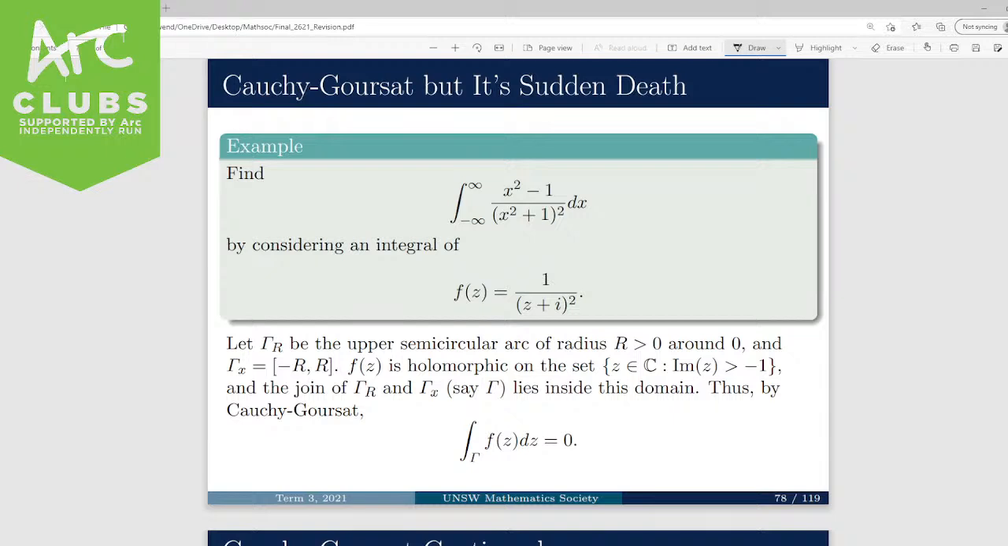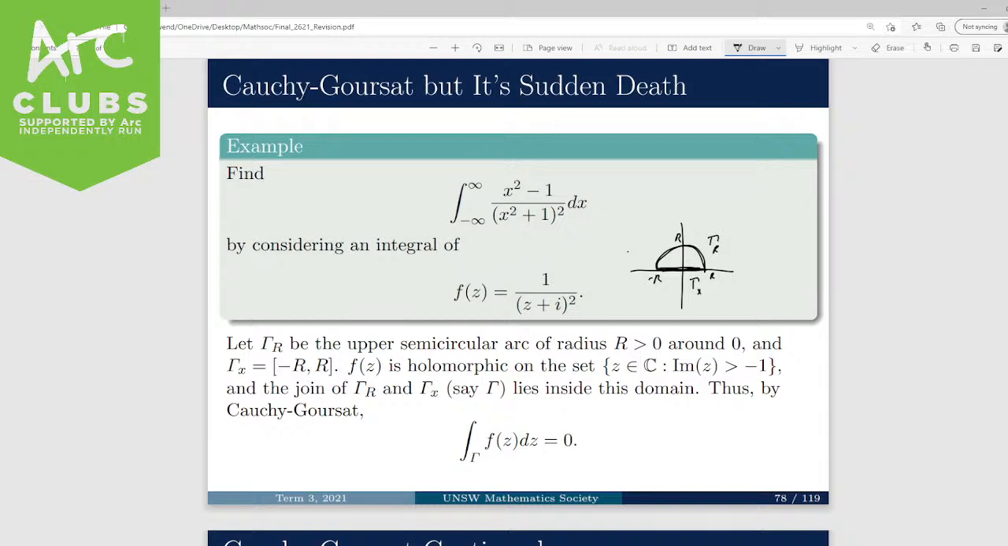So firstly, you consider this original integral, whatever it was. It's the entire real axis, basically, going from negative infinity to infinity. Now, you can't really do much when you just integrate along that, but what you can do instead is consider these nice little contours. So you have gamma x and gamma r, where gamma r is just that upper semicircle, and gamma x is just that line between negative r and r.